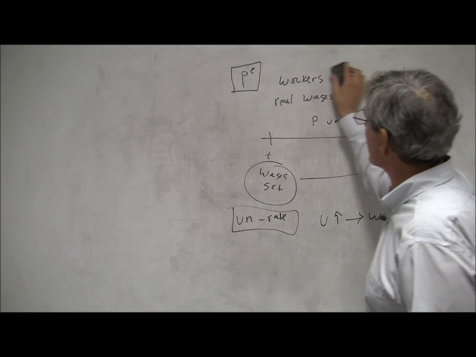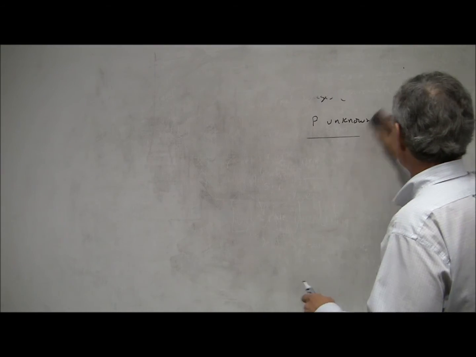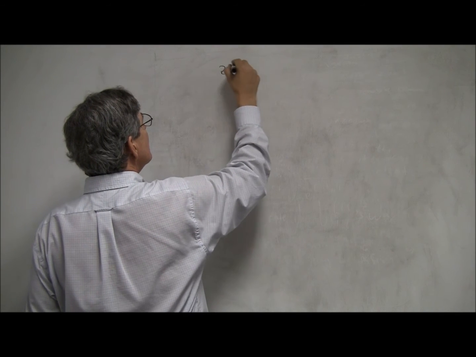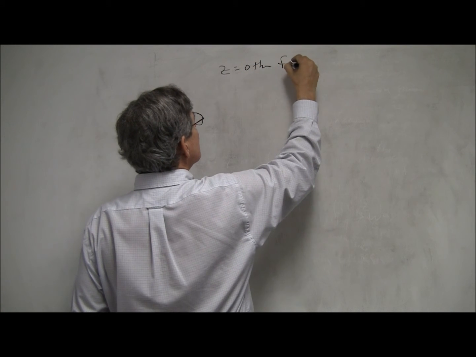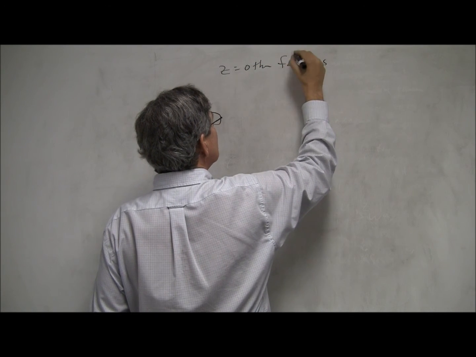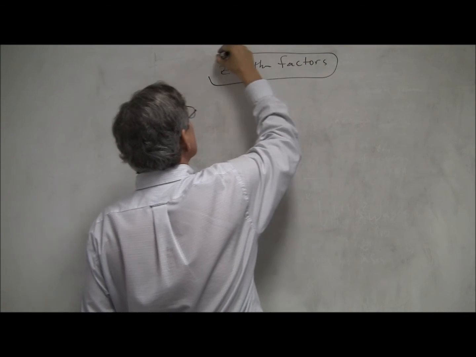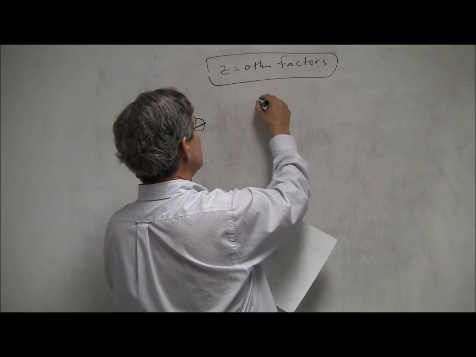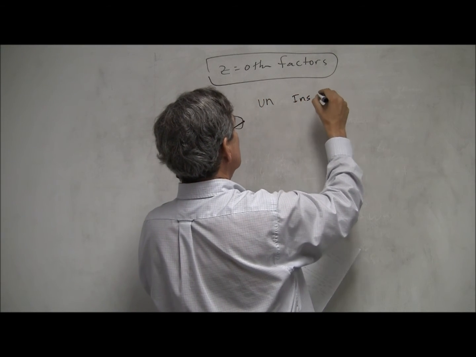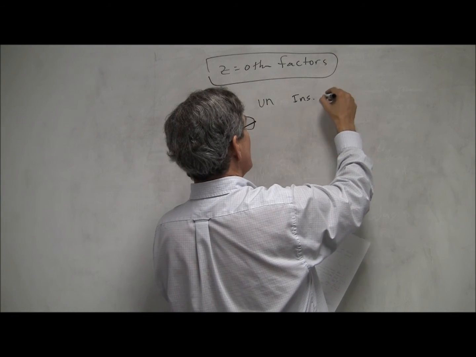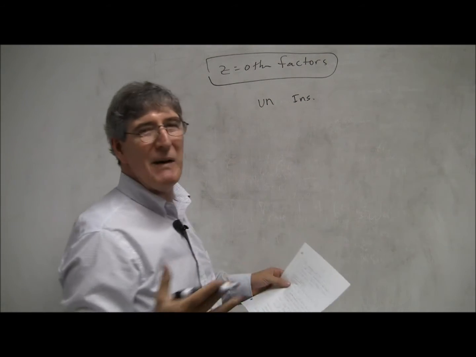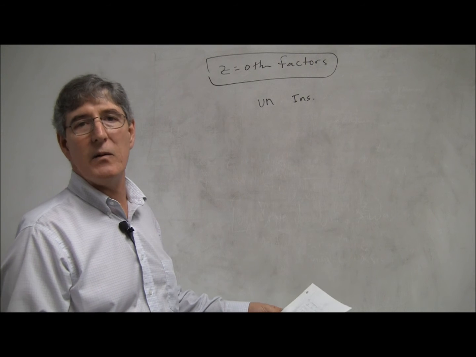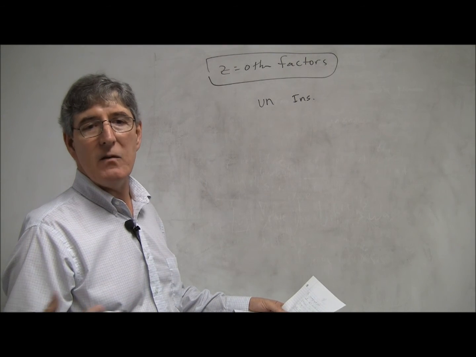And then what are these other factors? Z. What's in Z? Z is all the other factors. Again, this is just a catch-all term. And in there are things like unemployment insurance. We would expect that as unemployment insurance goes up, it gets better. It's going to be harder to get workers to leave the ranks of the unemployed. They can wait for a better offer.